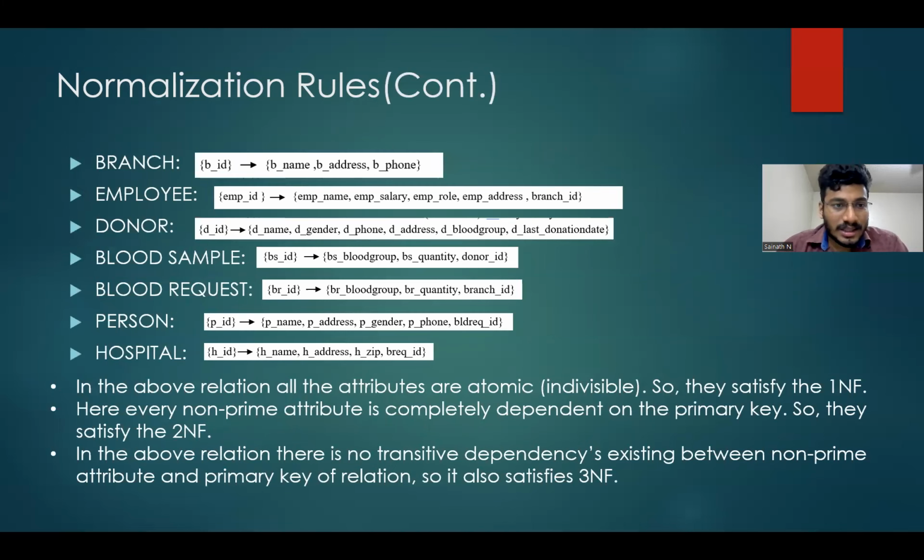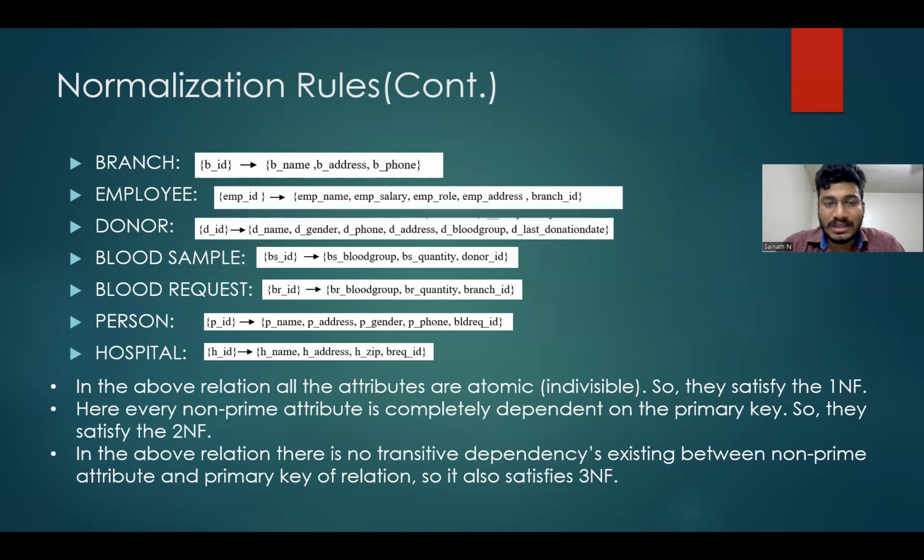And coming to branch, using the branch ID, I can strictly derive the values of name, address, and phone. And coming to the employee table, using the employee ID, I can determine the name, salary, role, address, and the branch ID. And coming to the donor, using the donor ID, I can determine name, gender, phone, address, blood group, and last donation date. For the blood sample table, using the blood sample ID, I can determine the blood group, quantity, and the donor ID who donated it.